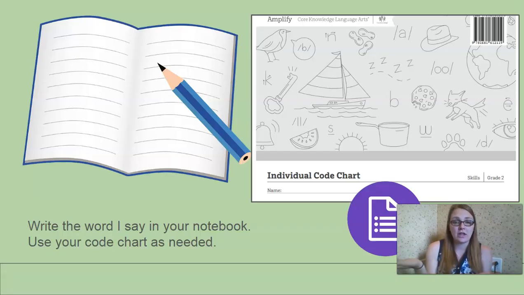Okay. For this part, you're going to need your notebook or a piece of paper and your individual code chart that we already filled out. I am going to say a word and you are going to write that word down based on what you hear. Again, you can use your code chart to help you remember what letters make the sound that you hear. So, once you have those materials ready, I will say the word.